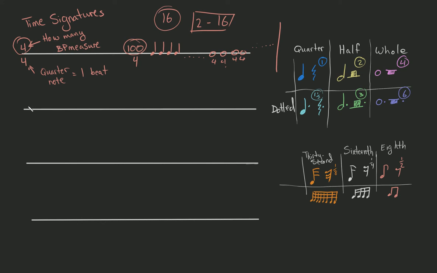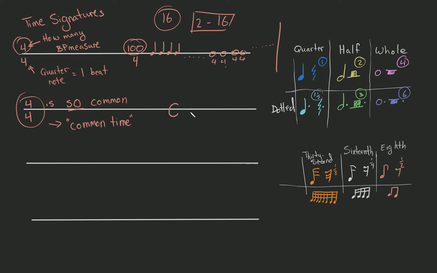Now, there's one more thing: 4-4 is so common that they actually named this one common time. It's called common time, which is another way to say 4-4. In fact, instead of writing 4-4, you can just write the shorthand, and the shorthand is this. It's a C, and the C stands for common time, just like that.